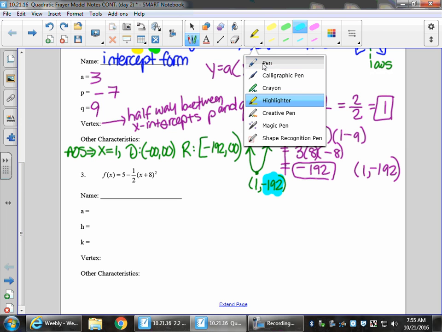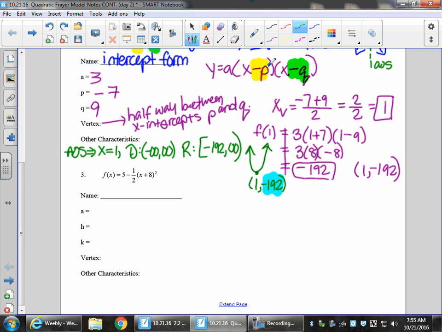What form is this one in? It is in vertex, but it's kind of sneaky. Why is it kind of sneaky? Because A is like 5 minus 1/2. Where does this 5 technically belong? We could rewrite this. We can rearrange this. We have the ability to do that.